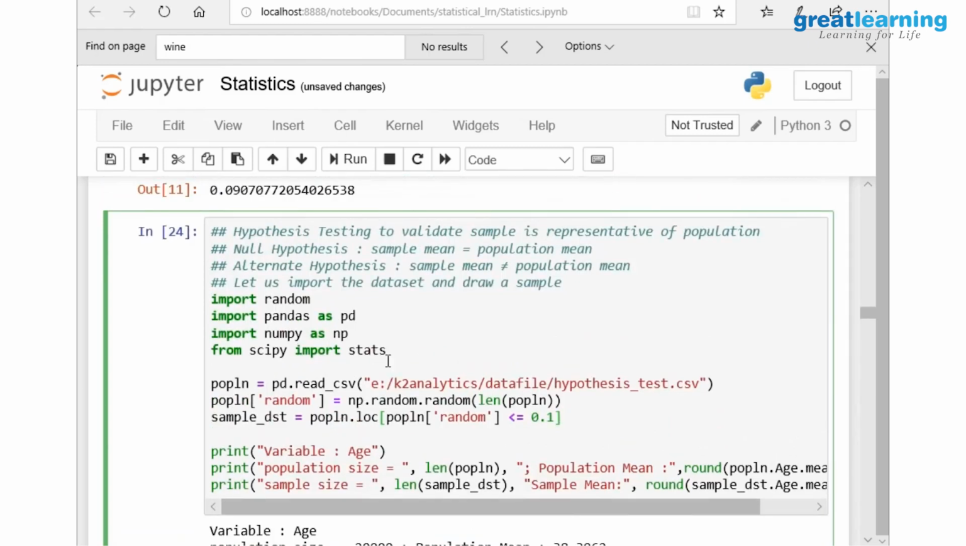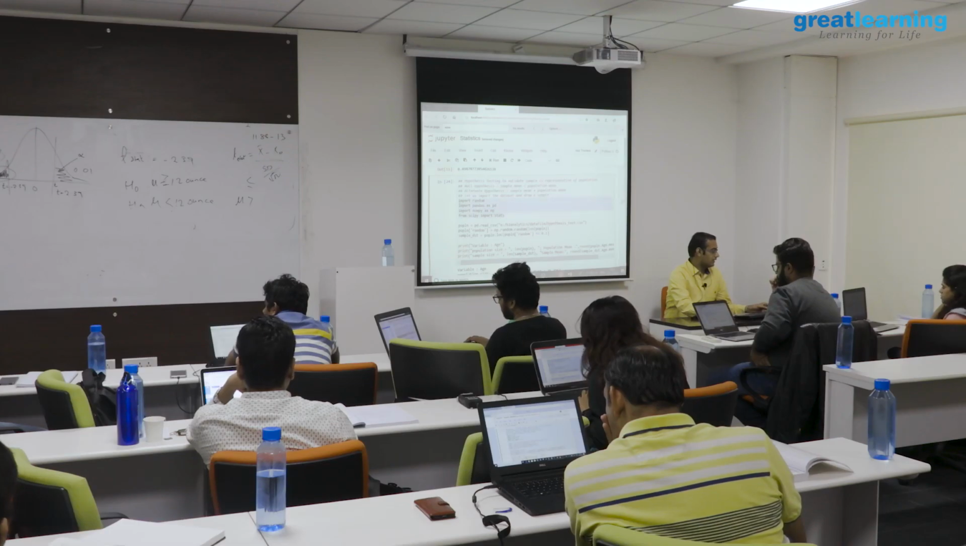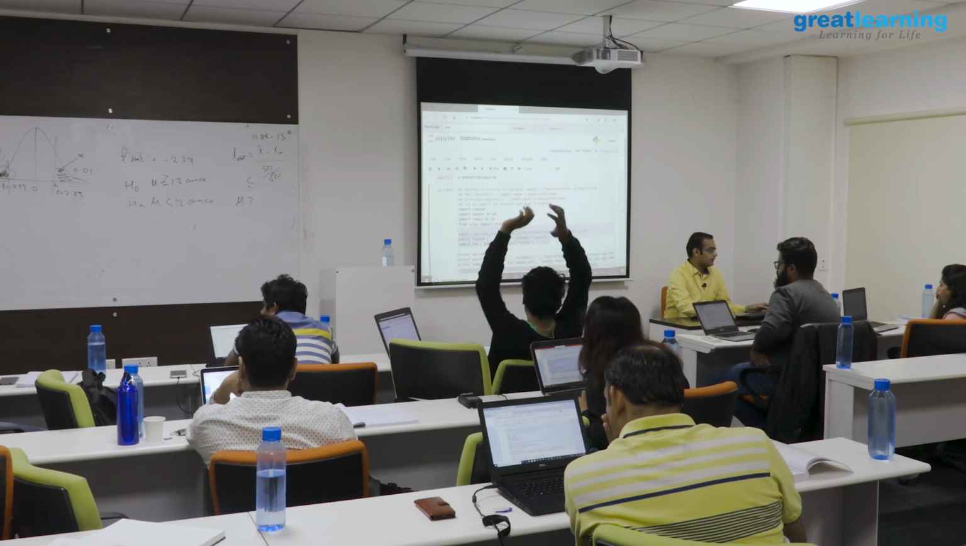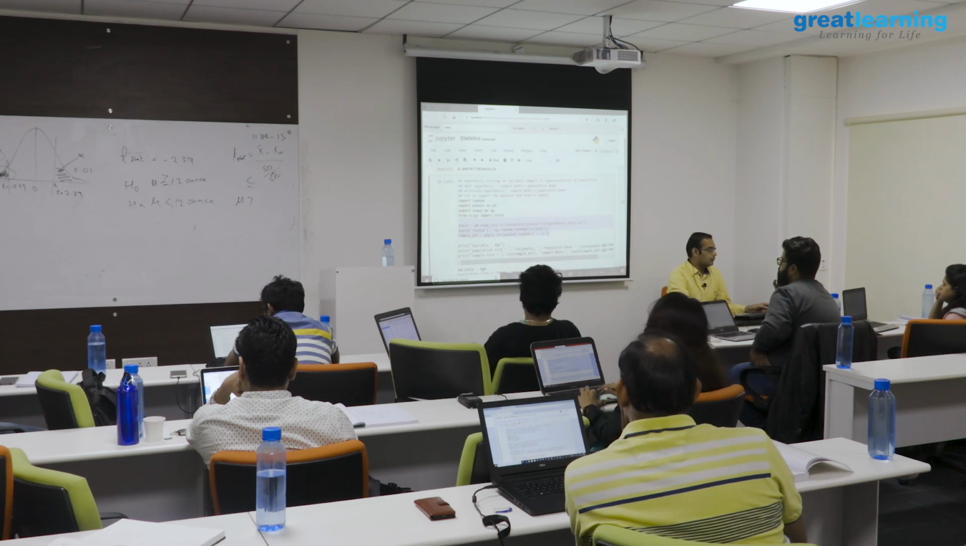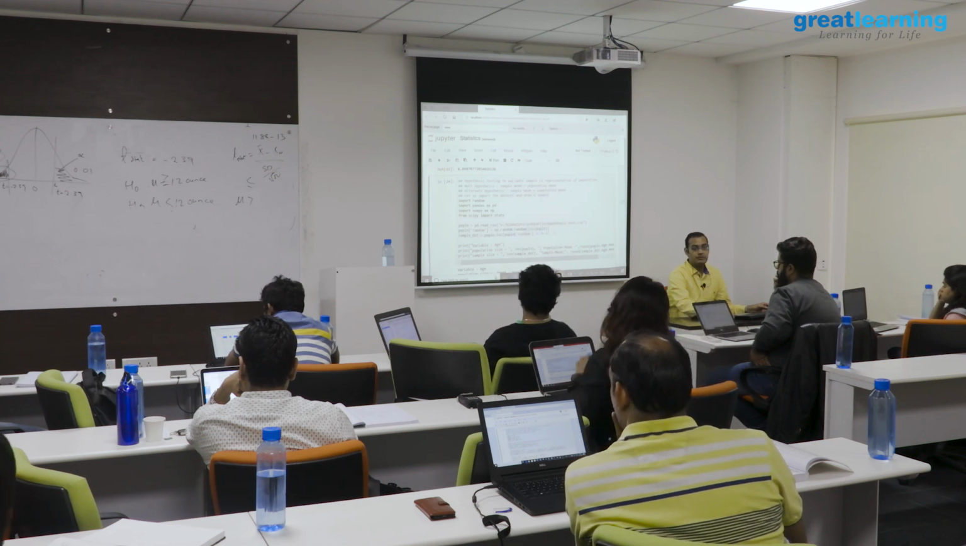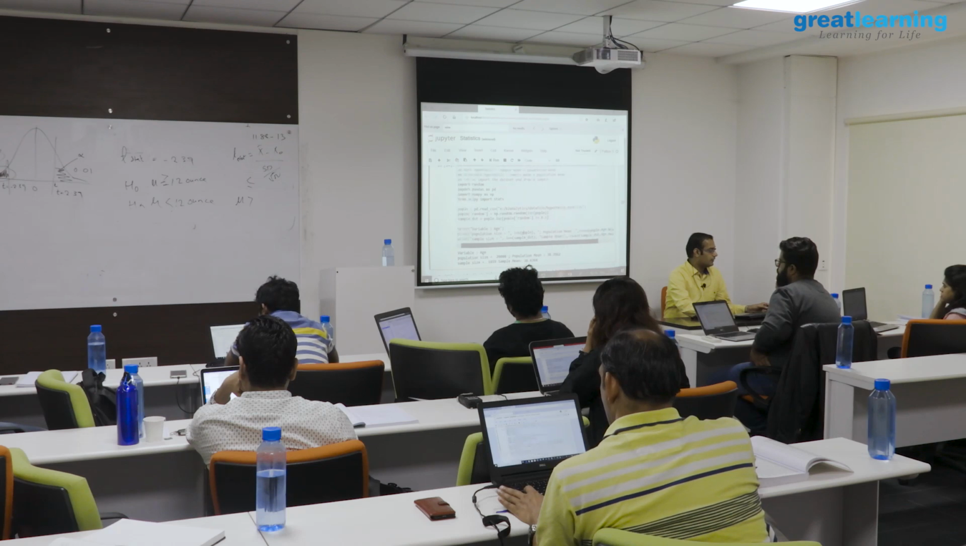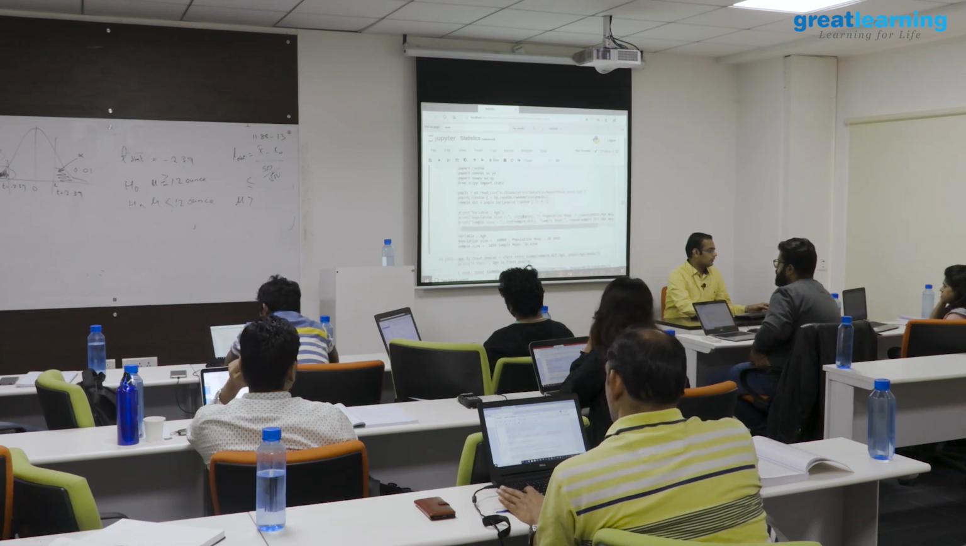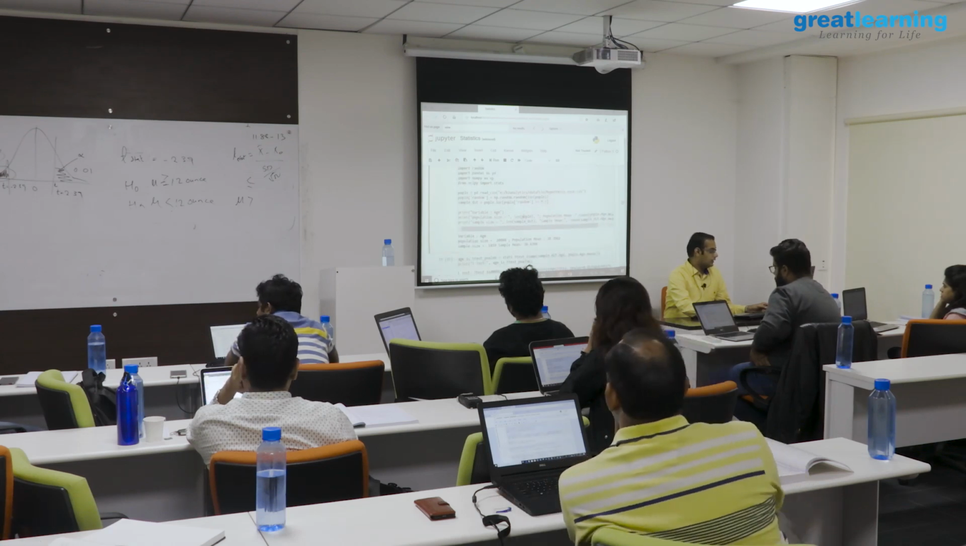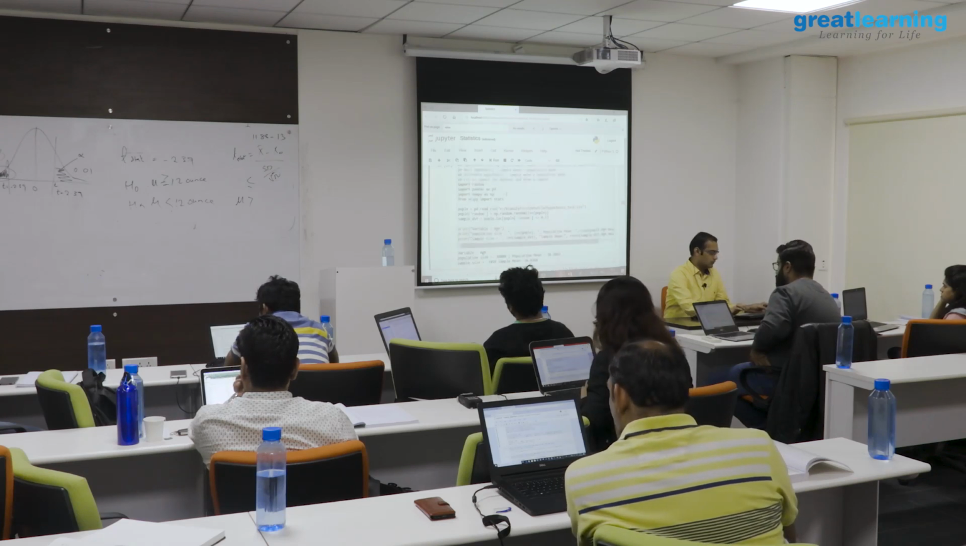Let's first import the packages. These are the packages which I require. This is the import part of the code and the sampling part of the code. Sample random less than 0.1, which means 10% is what I am taking. Then I am printing the means of some variables and doing a test. Let me run this piece of code, control enter.